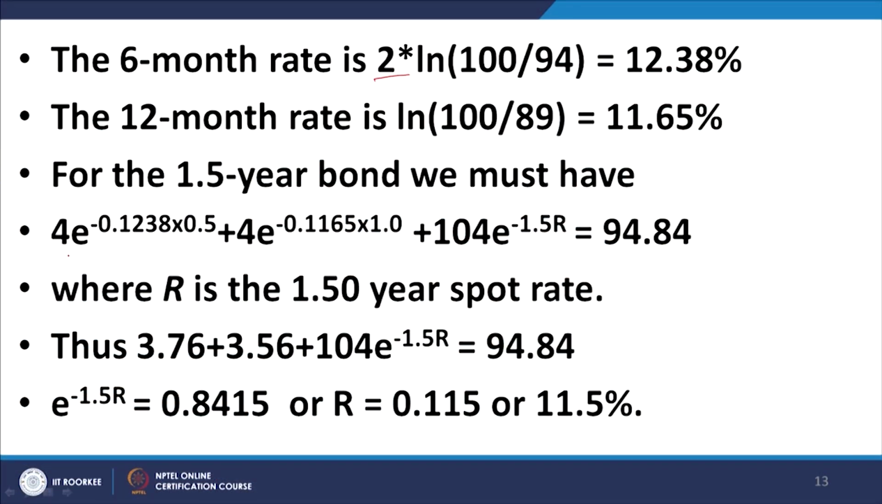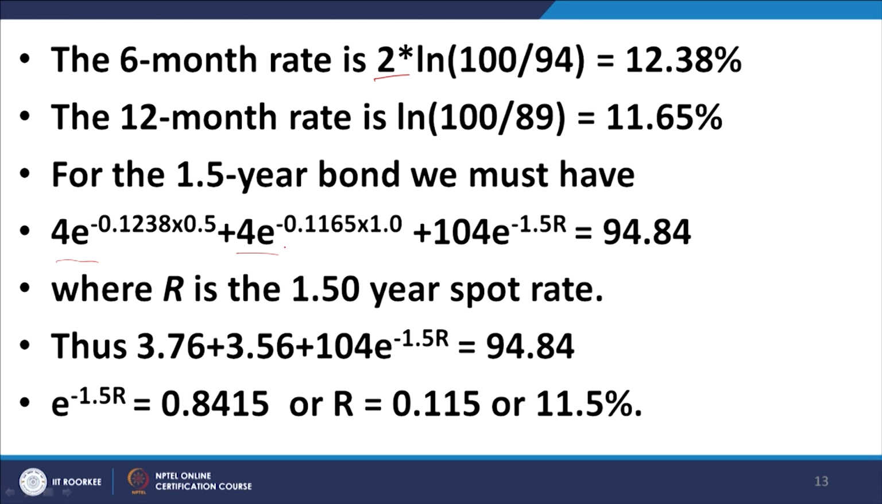We assume that the 1.5 year spot rate is R, and on that basis we discount all these 3 cash flows. We know the 6 month spot rate, we know the 12 month spot rate, but we do not know the 1.5 year spot rate. We assume it to be R, and then we discount all the cash flows, 6 month, 12 month and 1.5 year cash flows, and equate the aggregate thereof to 94.84 and calculate the value of R. That is precisely what is done here in this slide. The first 4 figure is discounted for 6 months, the second 4 figure is discounted for 1 year.